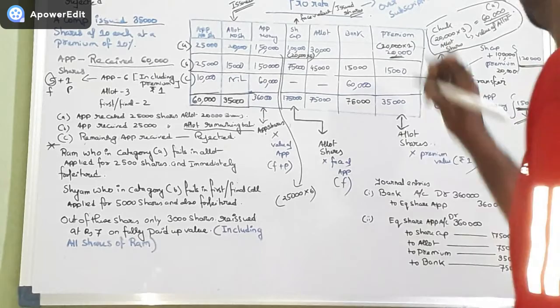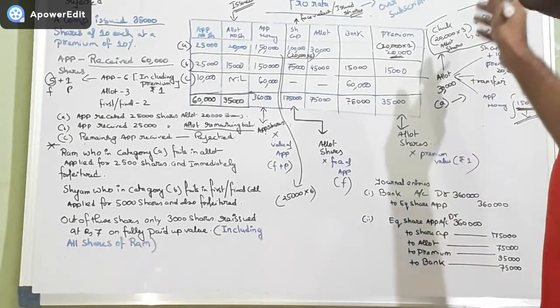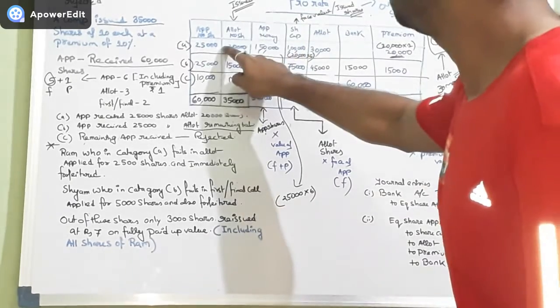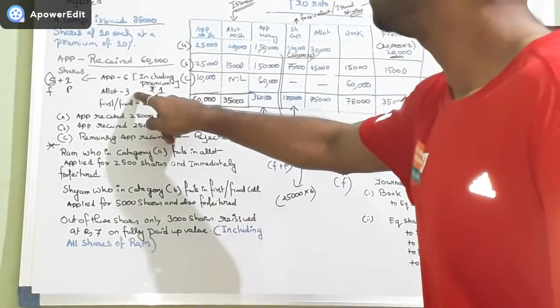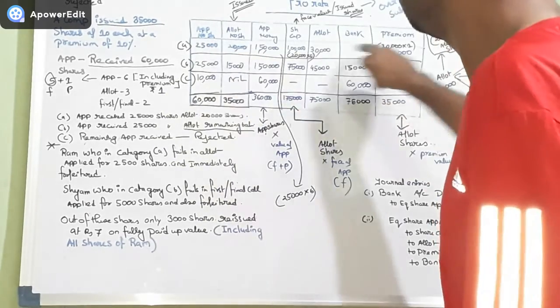But to where? To allotment. Now, whether that amount can be adjusted in allotment or not, we have to check it. So how will we check? Allotted value into allotment value. Allotted value or issued value for case A, as we are doing case A.